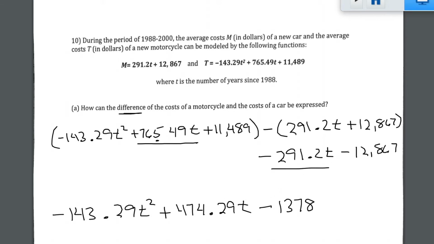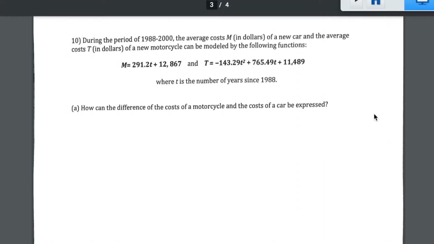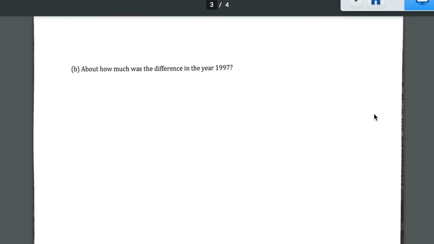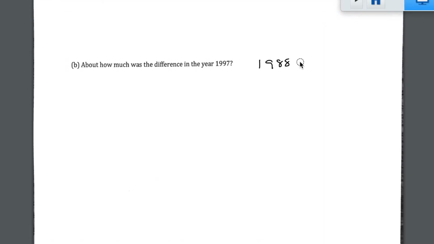Now, we got to remember that for the next part. So for the next part, we want to evaluate it. What was the difference in 1997? Since 1988 was the first year, we count that as year 0. So 1988 counts as year 0. And if we count up till we get to 1997, so 1989 would be year 1, 1990 would be year 2, so on and so forth. So when we get to 1997, that's the 9th year we're looking for. So using that expression we had up above, we just want to plug in a 9 and evaluate this.